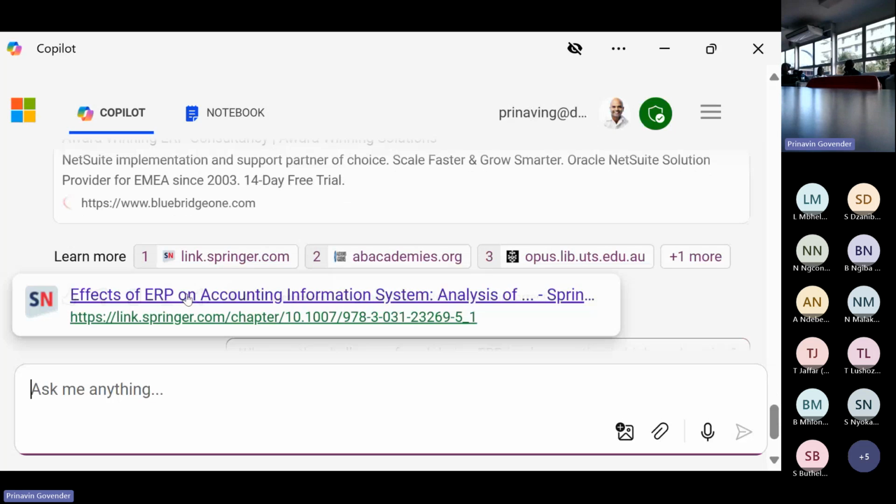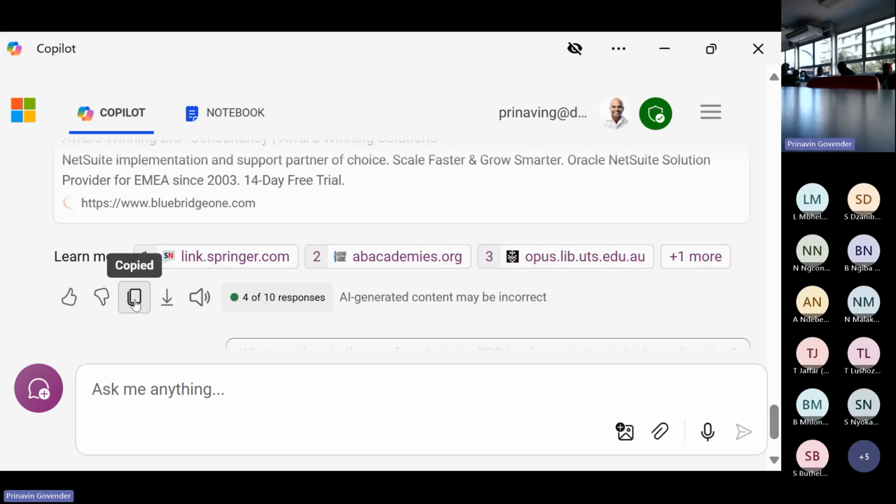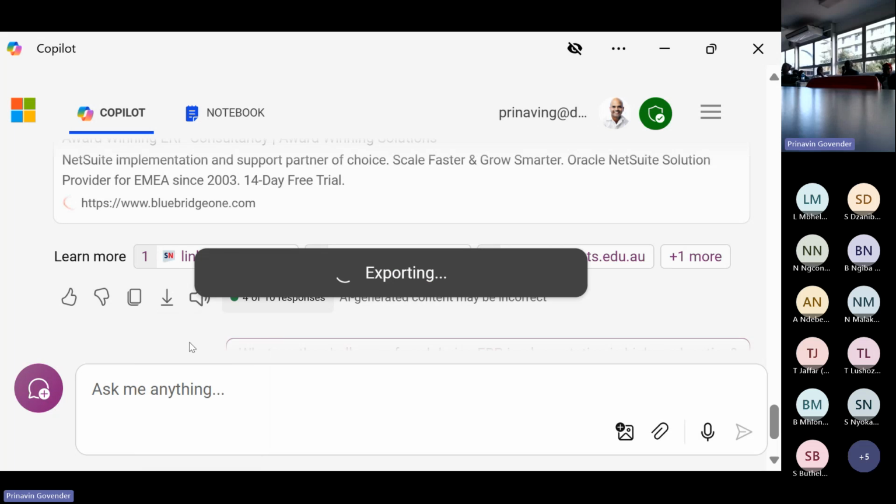Let's just copy that. Oh, by the way, you can export this to Word as well. All right, let's export this to Word. And on our online OneDrive, you can share it. We'll be collaborating. I'm exporting this.